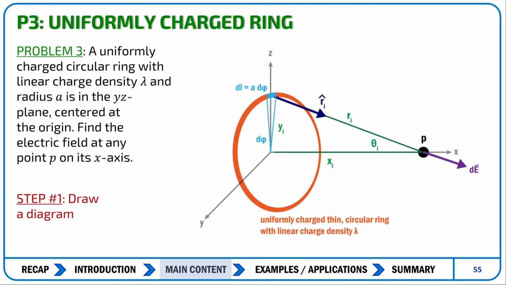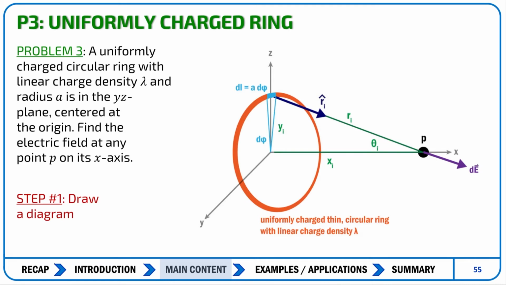Now that we've covered a uniformly charged rod, we want to cover something that's outside of the Cartesian coordinate system. Maybe we want to look at the polar coordinate system. So let's take a look at a charged ring. Keep in mind, a charged ring still has a linear charge density, but it's just in a circle. So the question says, a uniformly charged circular ring with a linear charge density of lambda and a radius a is in the YZ plane centered at the origin. Find the electric field at any point P on its x-axis.